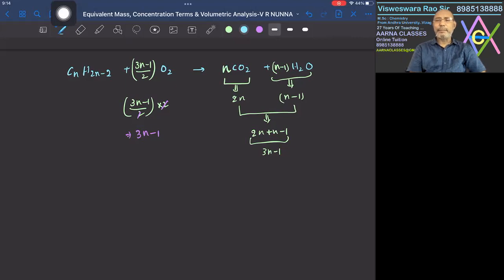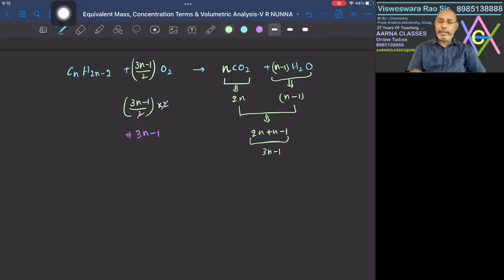Sometimes he may not say alkane or alkyne specifically. He simply says hydrocarbon. I am taking 10 grams of hydrocarbon and burning it in oxygen. What is the formula of the hydrocarbon? This is one model.